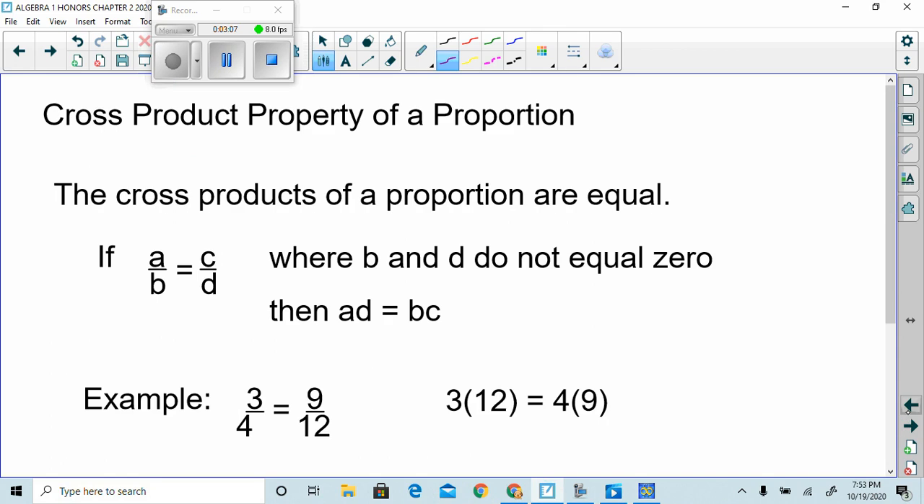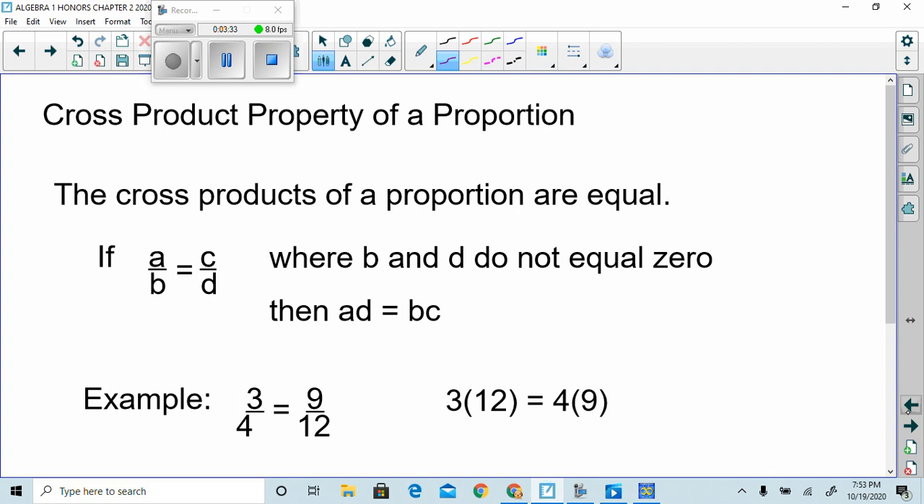But now let's turn to the one that you're probably very familiar with, which is the cross products property of a proportion. The cross products of a proportion are equal. As I mentioned already, they're two ratios that are equivalent, and we'll know that to be a true proportion if we multiply the cross numbers, and if those numbers are equal, then we have a true proportion.